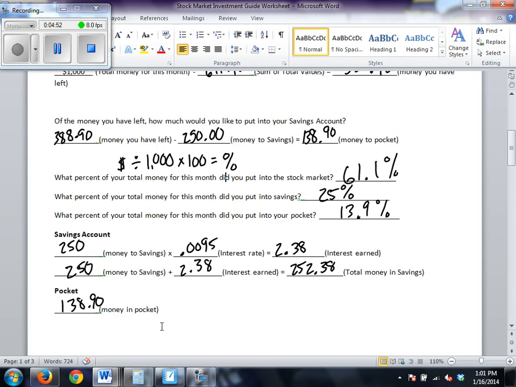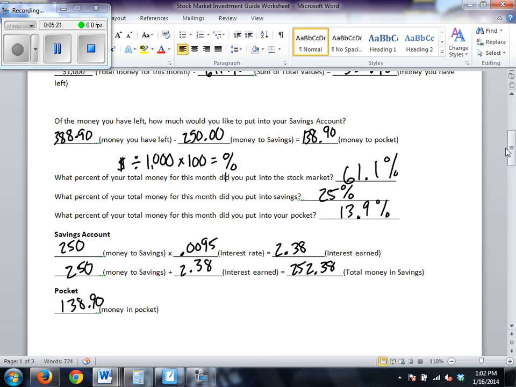Now remember, that's a percent, so we need to convert that to a decimal. So move it 2 spots to the left, we get 0.0095. So multiply 250 times 0.0095, and that equals $2.38. So I'm going to take my $250 that I initially had in savings, my principal amount, plus the $2.38 for a grand total of $252.38. That's in savings. Okay.